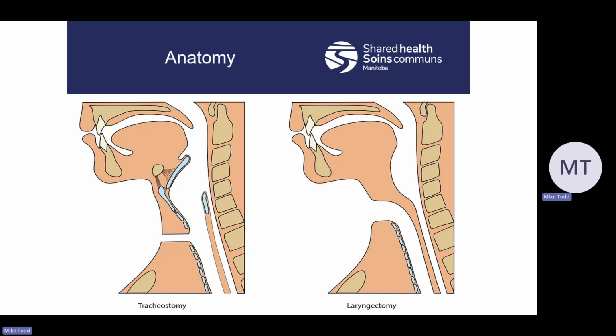Versus with a tracheostomy, the upper airway is still intact. So with these patients, if they do have a problem with their trach, they may still be able to breathe through their nose and their mouth just like a normal patient. So that gives us options for ventilation.